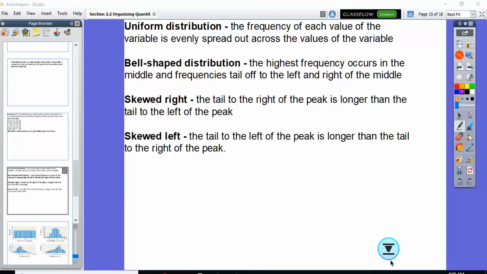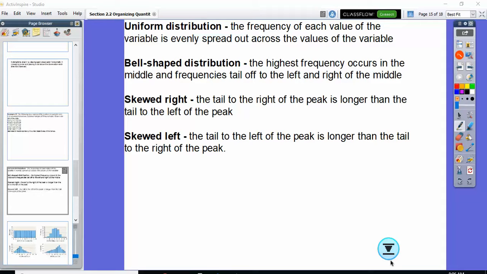Okay, these terms are used to describe the shape of a histogram. You can also use them to describe the shape of a stem and leaf plot or a dot plot, but we use it most frequently with the histogram. So a uniform distribution is basically saying all the frequencies are about the same. So every rectangle will be about the same height. Does it have to be exact? No. We're just talking about close to the same.